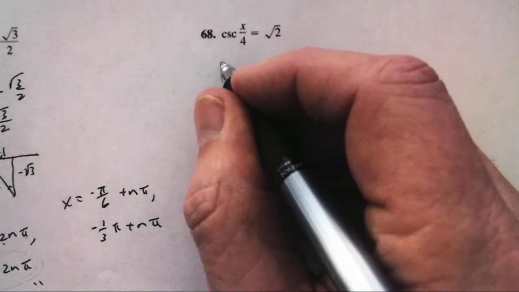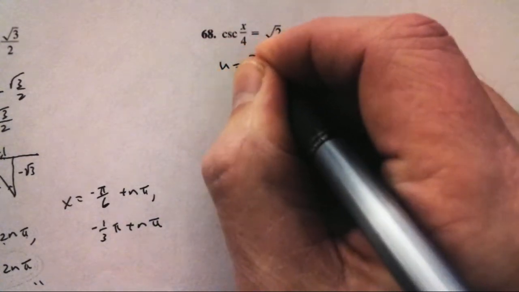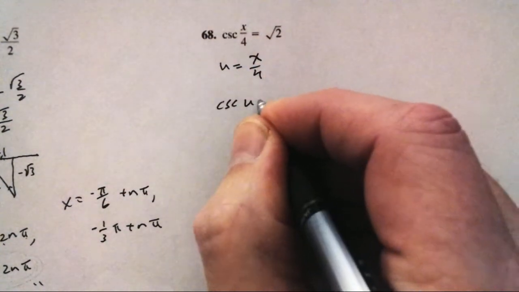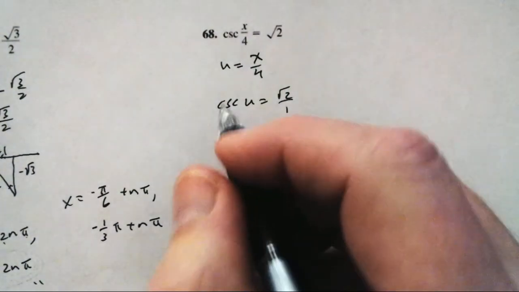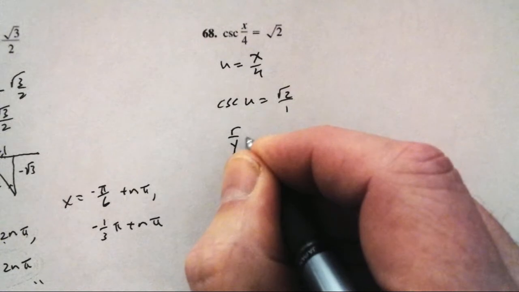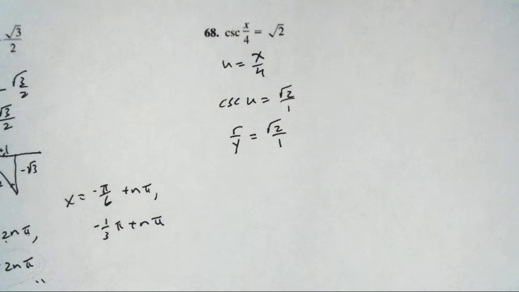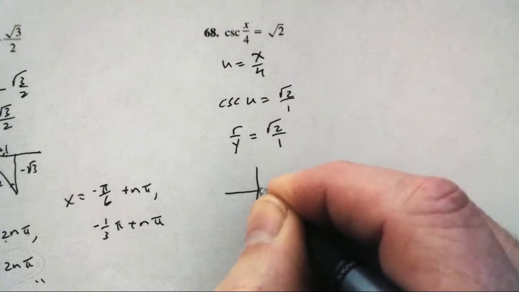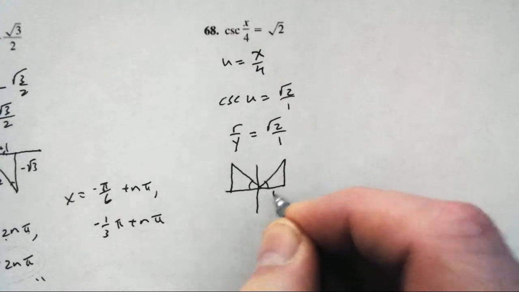Okay. You may want to turn this into sines, but I'm going to leave it as cosecant. But I am going to say u is x on 4. So this becomes cosecant of u is square root of 2. When is cosecant square root of 2? Well, that's the reciprocal of sine. Sine is y on r, so this is r on y, in ratio square root of 2 on 1. That's a 1, 1, square root of 2, 45, 45, where y is positive. It happens right here and right there. These are 45s.